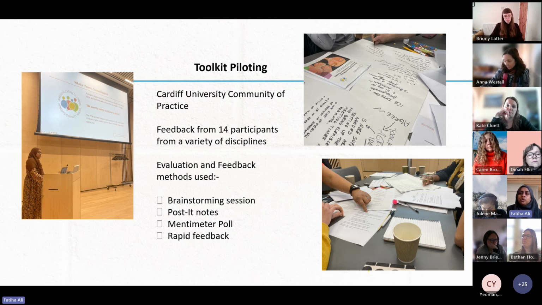So then we used lots of evaluation methods and feedback methods. We did some brainstorming, we did some post-it notes, we did a Mentimeter poll, and we did a bit of a rapid feedback session as well. So by using all of those different things, we got lots and lots of information about what worked in the toolkit, what didn't.